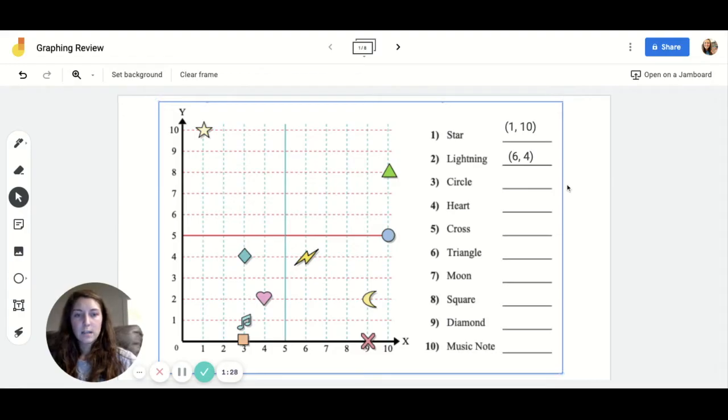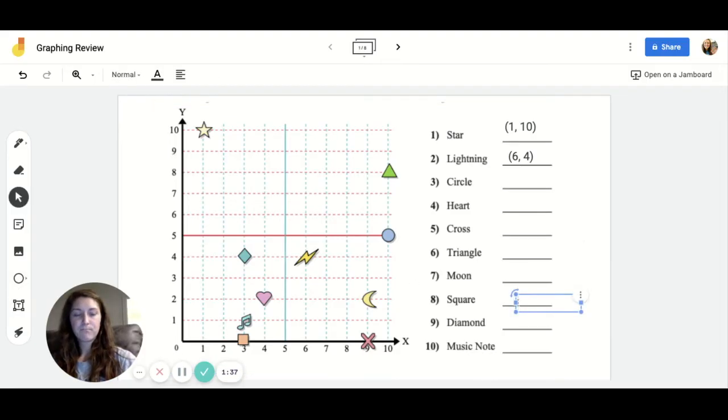Looking at the square, I'm going to jump down here. Think about what that ordered pair would be. For the square, I start at the origin, I go over 3, and then I don't have to go up any. So when I'm writing this as an ordered pair, I'm going to write it as 3, 0. Moving on to the next slide.